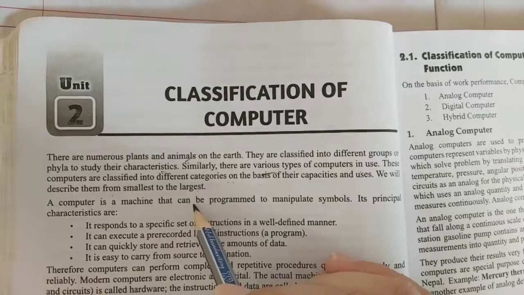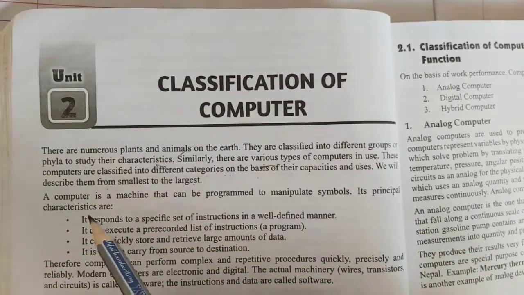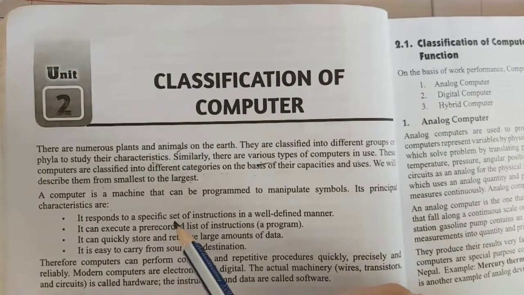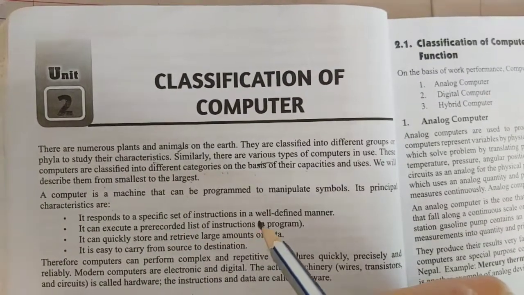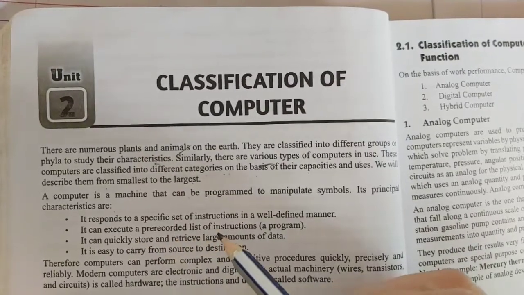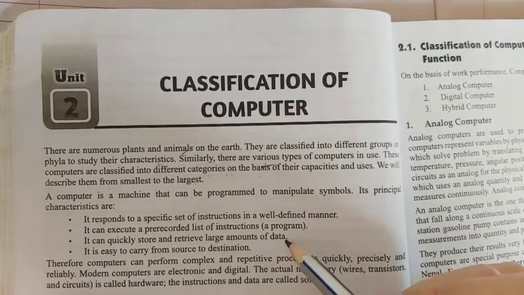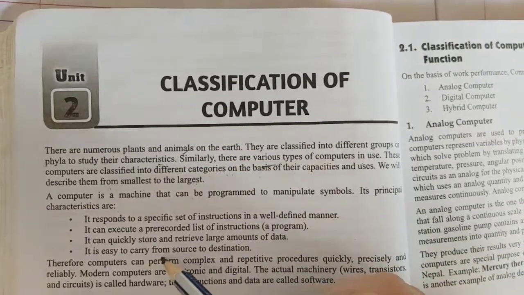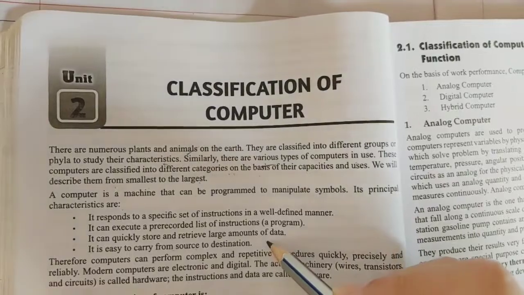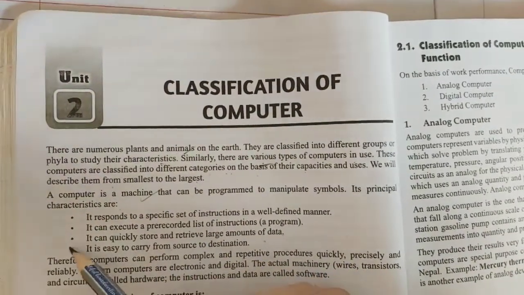A computer is a machine that can be programmed to manipulate symbols. Its principal characteristics are: it responds to a specific set of instructions in a well-defined manner. It can execute a pre-recorded list of instructions or program. It can quickly store and retrieve large amounts of data. It is easy to carry from source to destination. This is the definition of computer, and these are all the characteristics.